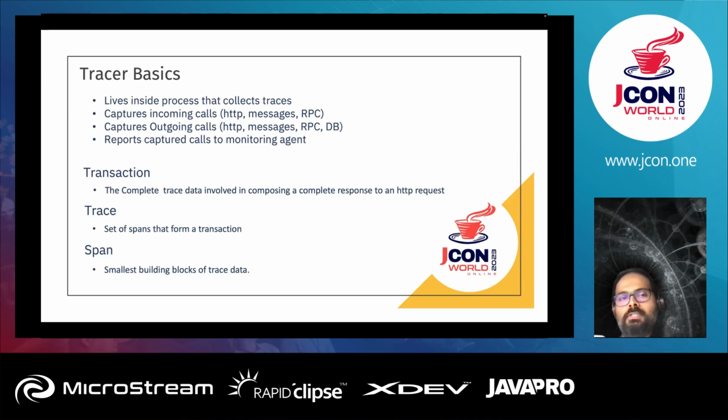These are the terminologies we should be familiar with when we talk about traces. Now you know what a transaction is. It is a complete response for an HTTP request. Then a trace is the data which the tracer produces. And a span is the building block of a trace. We will talk about spans more when we get into the other slides. So a span is the smallest building block of trace data. You have the complete trace data, and the trace data is built of spans.